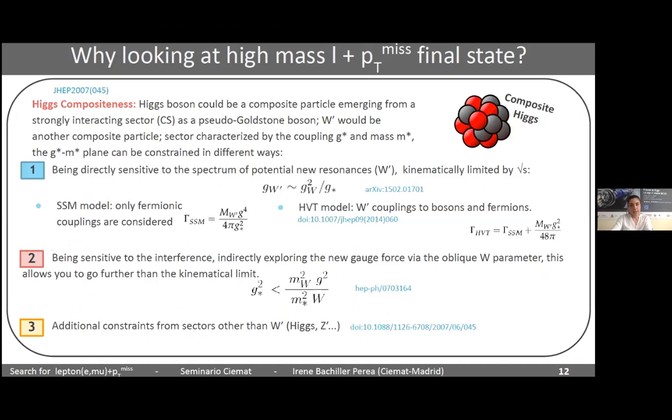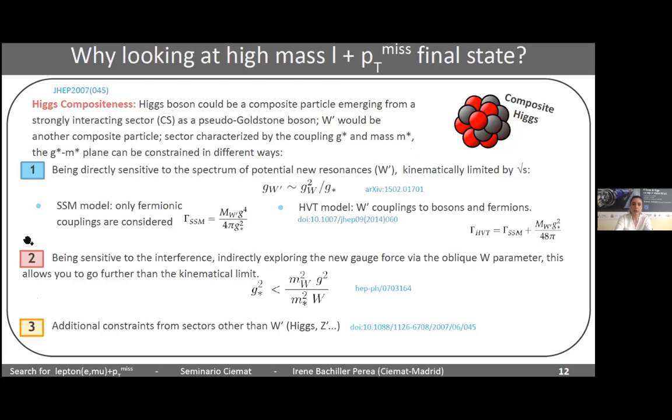The last model is a Higgs compositeness model. We could consider the Higgs as a composite particle emerging from a strongly interacting sector as a pseudo-Goldstone boson. The W prime boson will be another composite particle, and this sector is characterized by the coupling G and the mass M star. And we're going to set limits in this plane, G star, M star. How to set limits in this plane?